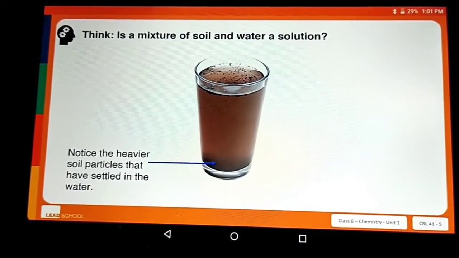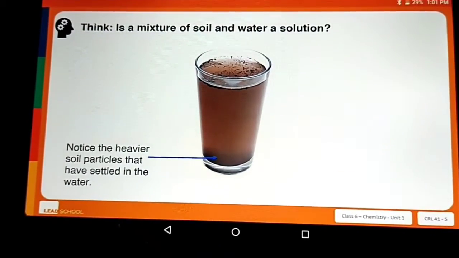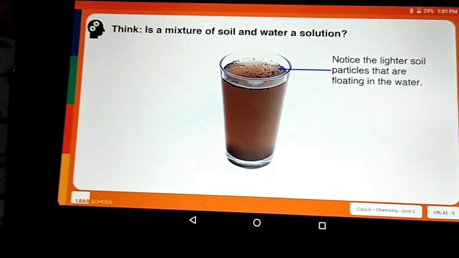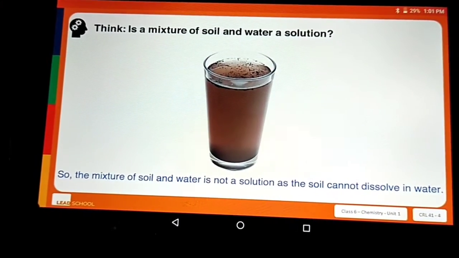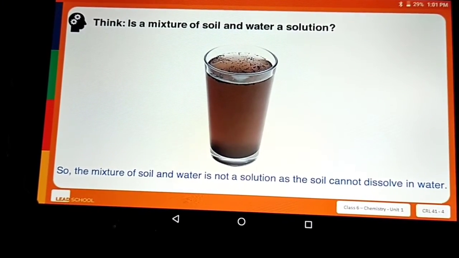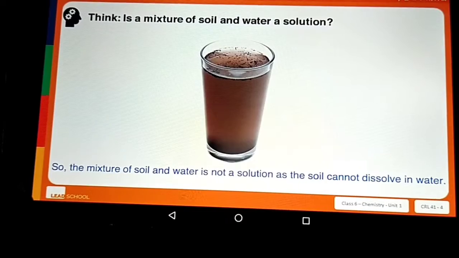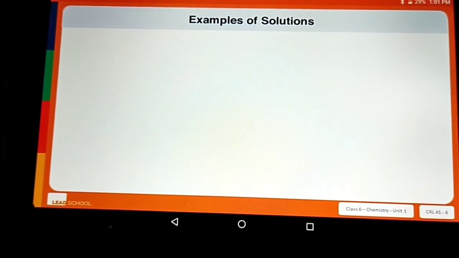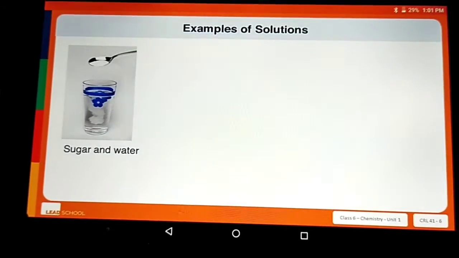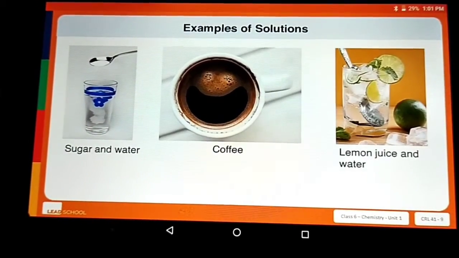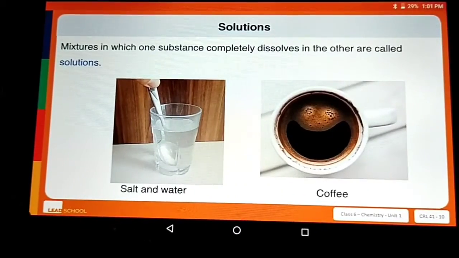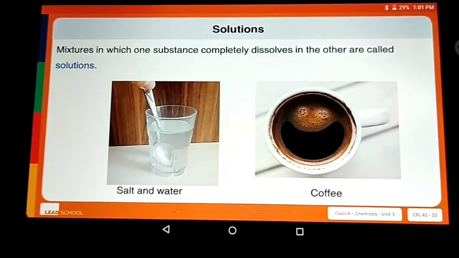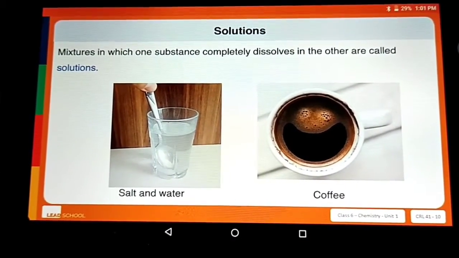Notice how most of the soil particles have settled in water, whereas the lighter soil particles are floating in water. So, the mixture of soil and water is not a solution, as the soil cannot dissolve in water. Some examples of solutions are sugar and water, coffee, lemon juice and water. In conclusion, mixtures in which one substance completely dissolves in the other are called solutions.